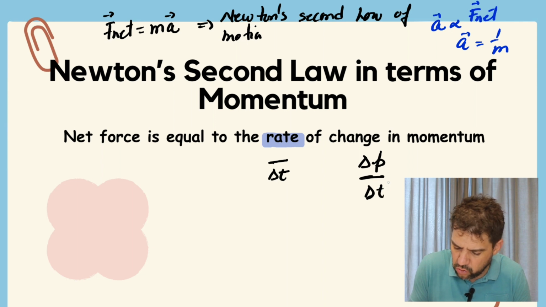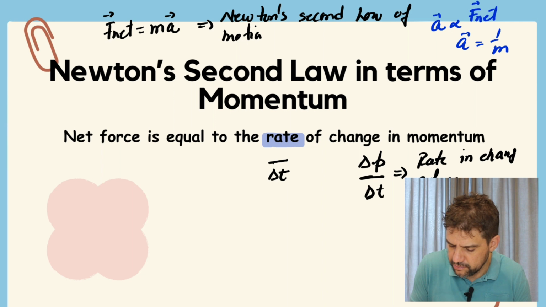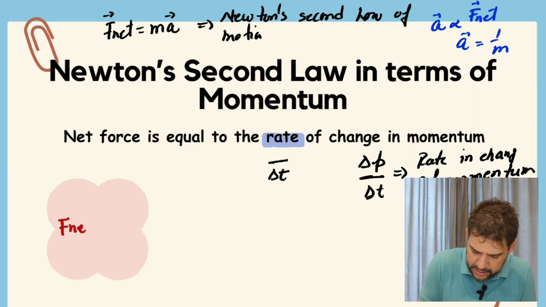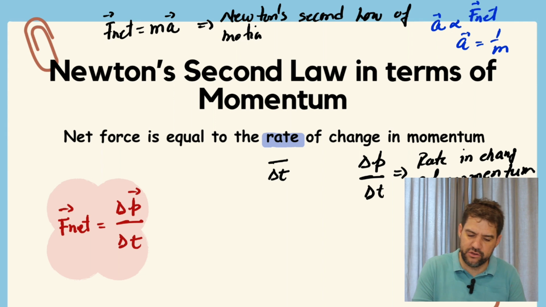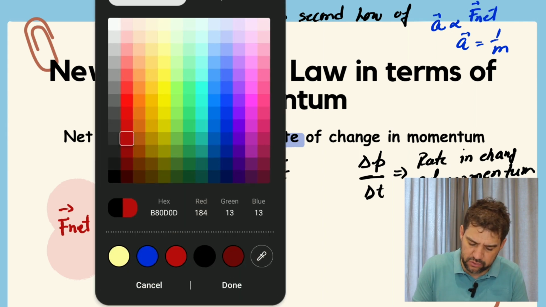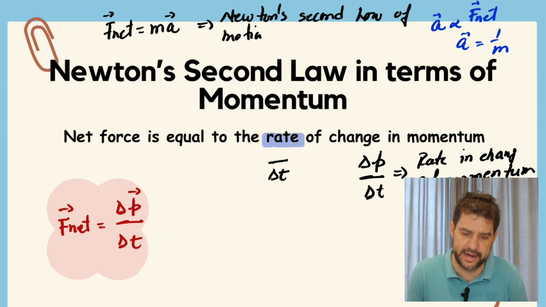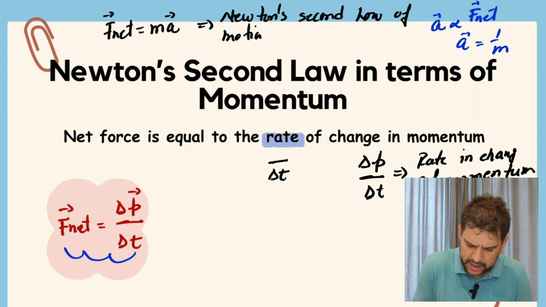And that is what we call the rate of change of momentum, and that is equal to the net force. So the law is quite simple. It states that the net force is equal to change in momentum divided by change in time. This is a vector quantity. I want to emphasize that you won't be penalized if you don't use the vector notation, but it's a vector, so I'm going to place it anyway. So this is Newton's second law in terms of momentum.